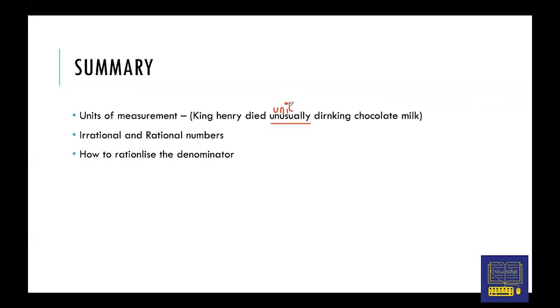We learned how to rationalize the denominator using an irrational number. We learned how to make use of the identity a plus b into a minus b gives you a square minus b square, and we learned how to solve these kinds of sums.